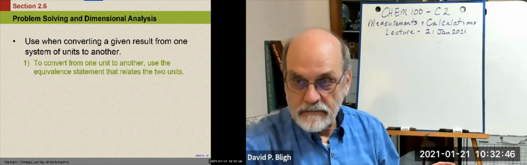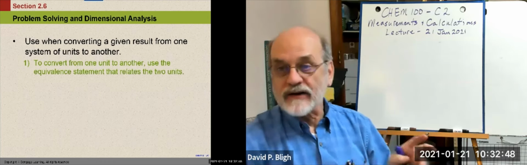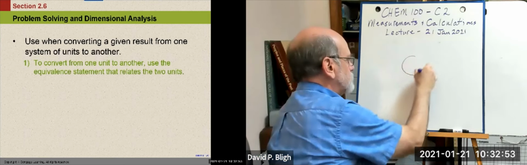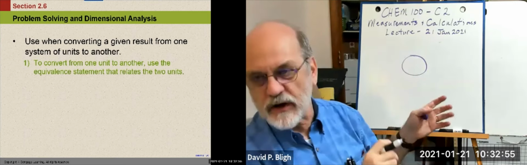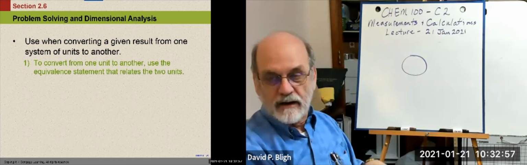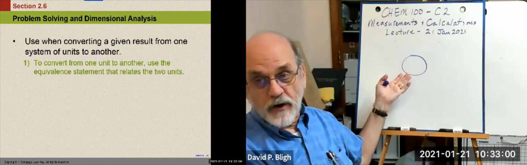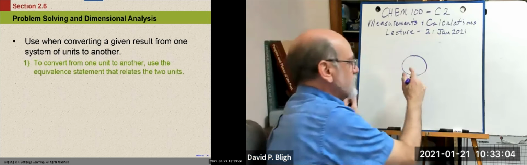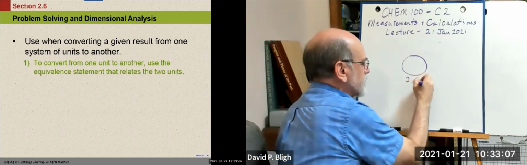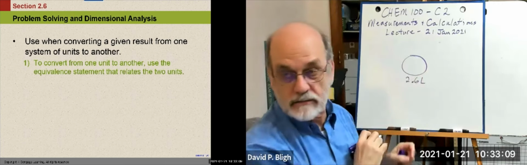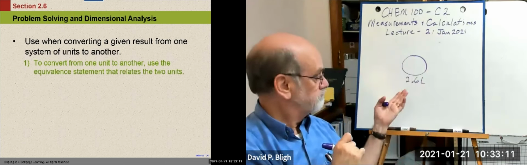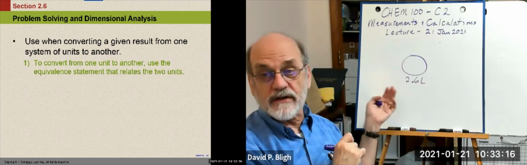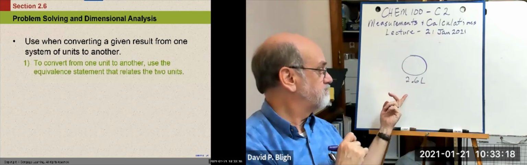What you need, let me go back to nature. Nature says, assume that's a sphere, that's a certain volume. As far as nature's concerned, that just is. But we're saying this volume is 2.6 liters. That's based on our measurement, that's 2.6 liters. But we want to know what it is in gallons.